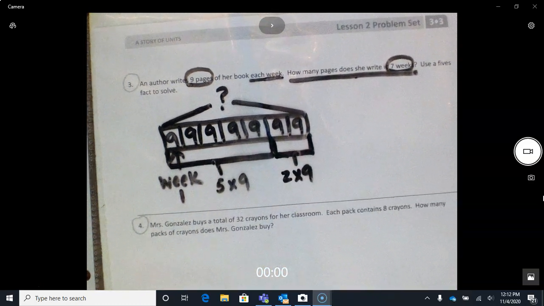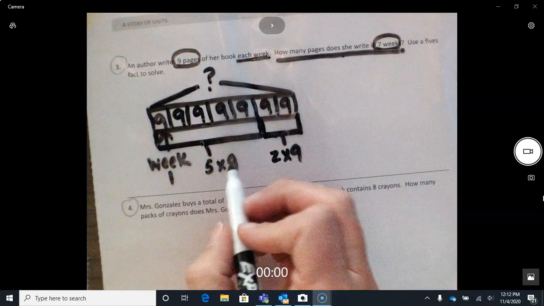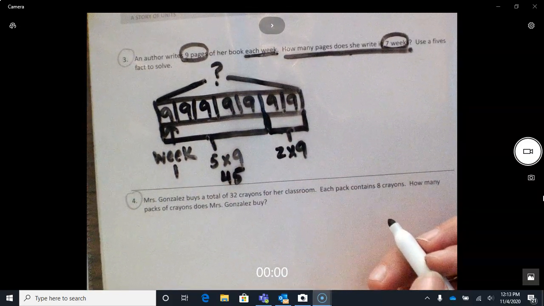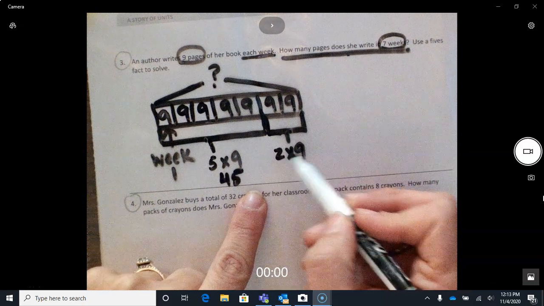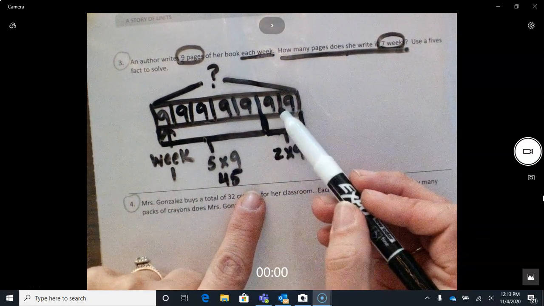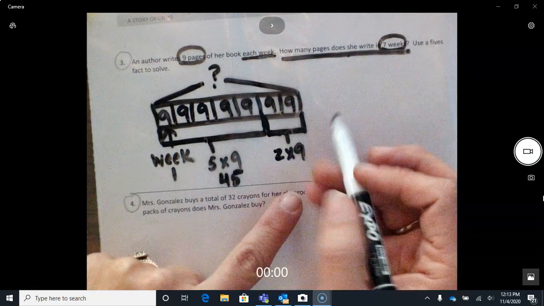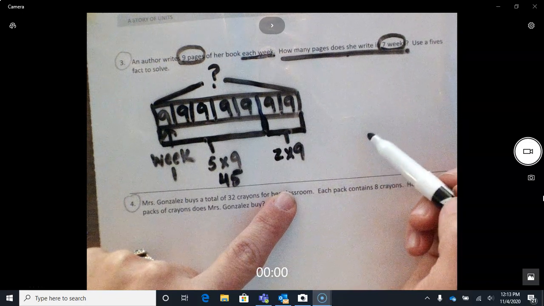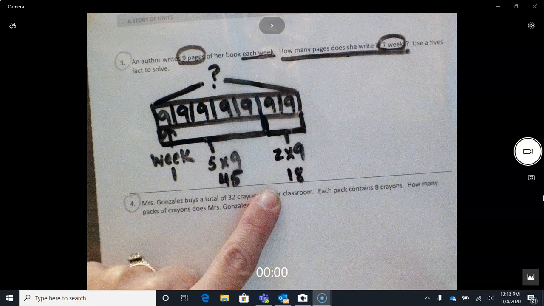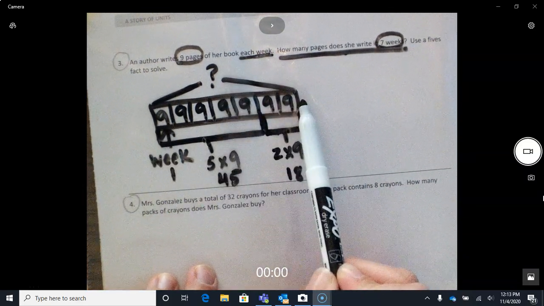And now we need to solve for both. So what is 5 times 9? Yes! Good job. Good remembering your fives. 45. And then 2 times 9. Let's skip count by 2s 9 times. I mean, if you can skip count by 9s, do that. Or remember, multiplication is the same as repeated addition, so we could just add 9 plus 9. Yes, that's 18. So now, remember, we're looking for the total of the whole tape diagram.